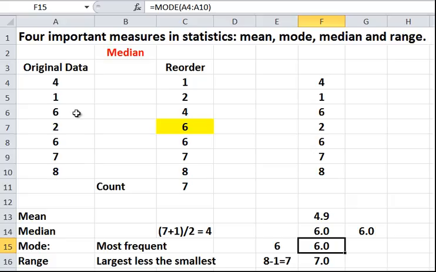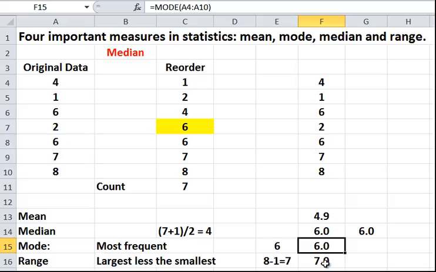It appears over here as 6 and 6. It appears twice. Here it's the ordered set, it appears twice. And you can just type in mode and tell it the original data, which was A4 to A10. So you're looking for the mode A4 to A10 over there, and that's it, 6.